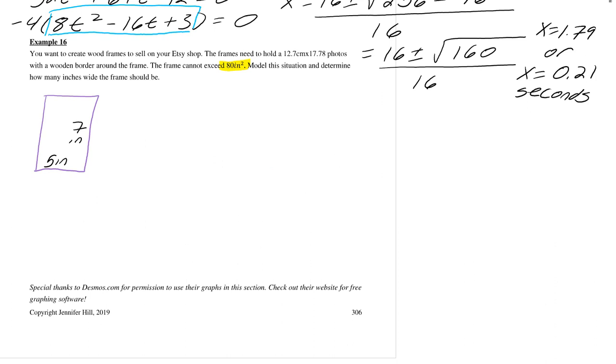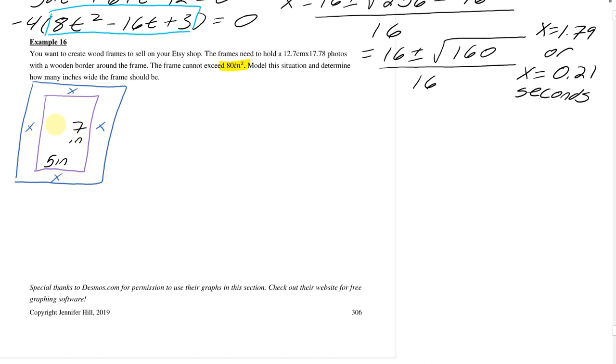Going back to what this problem was actually asking, here's my photo. It's a 5x7 photo, and I want to have some border around it, but it cannot exceed 80 inches squared. So what I want to think about is what this frame should look like. The frame is going to be the same width all the way around.